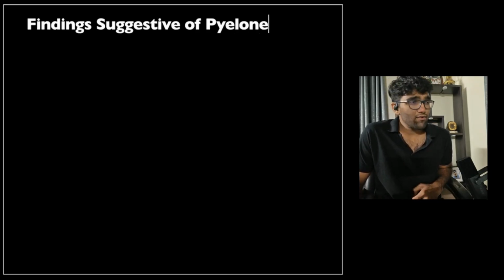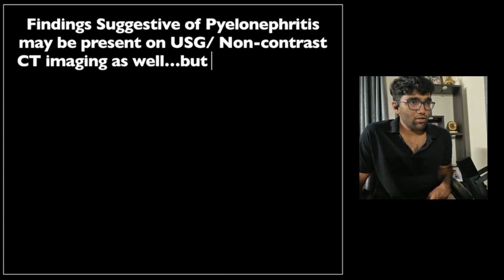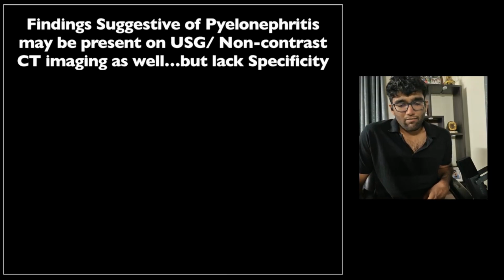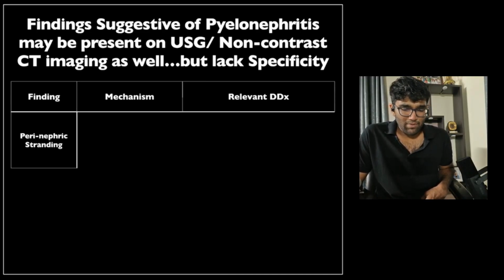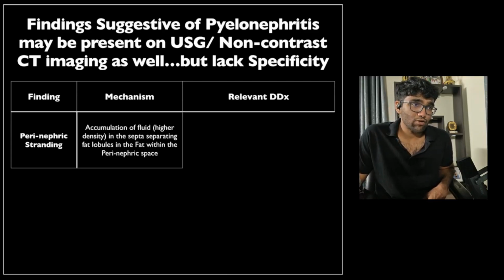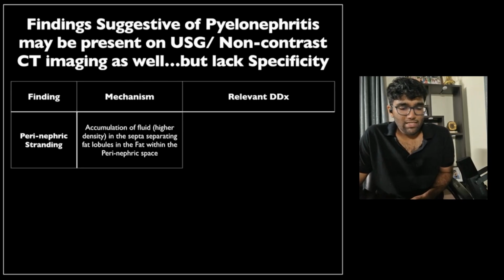Okay, now there are some other findings, some morphological findings that are present on even non-contrast imaging, and actually it's present even on ultrasonography, and a lot is said about this, maybe a little bit too much. Okay, but these findings lack the specificity that people think that they have. The findings are pretty obvious. One is perinephric stranding. So we've discussed what stranding is when we talked about imaging of the pancreas. This is essentially accumulation of fluid which has higher density, X-ray attenuation, in the septa separating fat lobules in the perinephric fat.